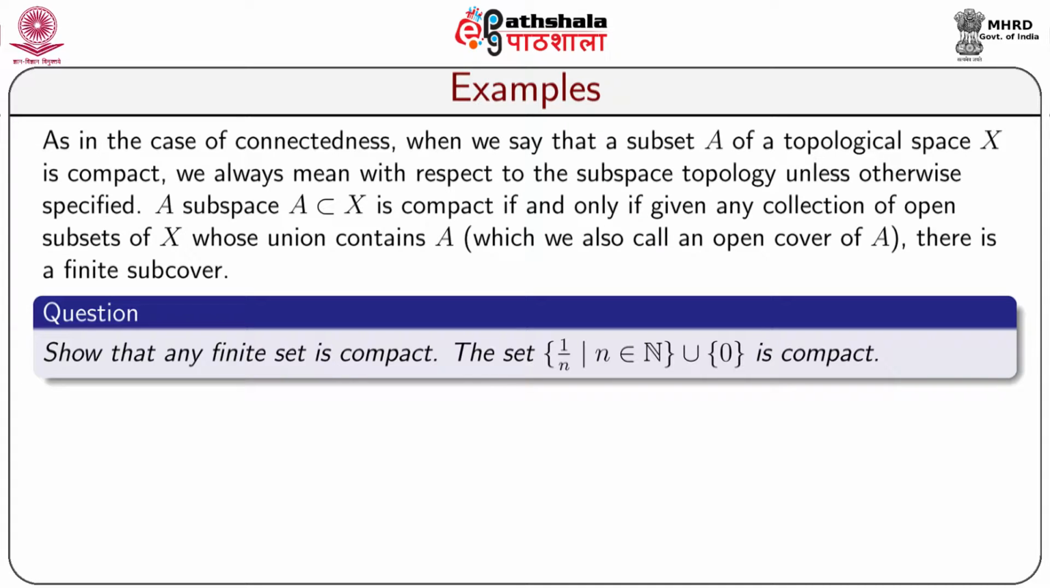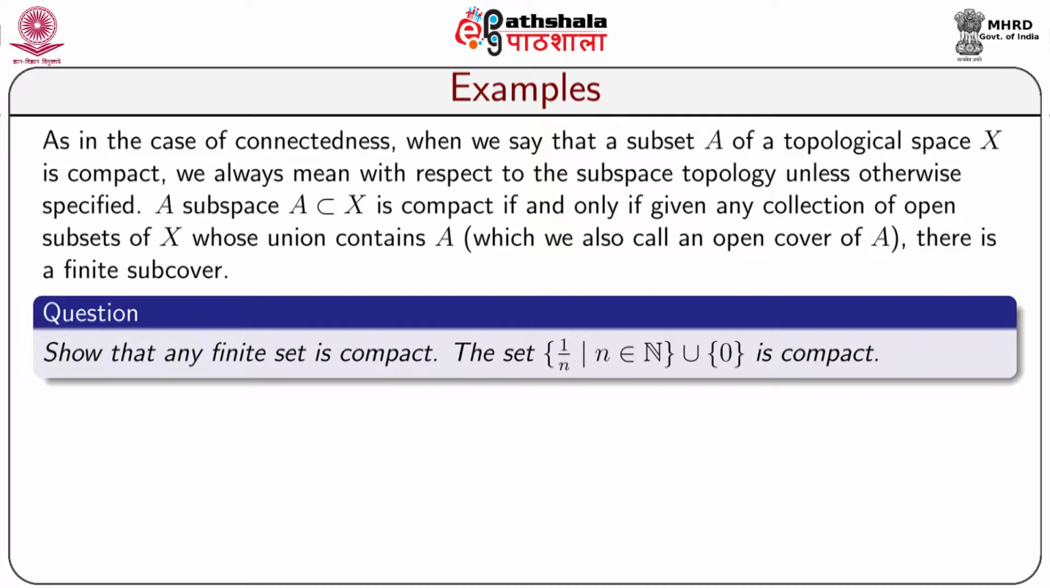As in the case of connectedness, when we say that a subset of a topological space X, say capital A, is compact, we always mean with respect to the subspace topology unless otherwise specified. Also, the subset A is compact if and only if every open cover of A by open sets of X has a finite subcover.